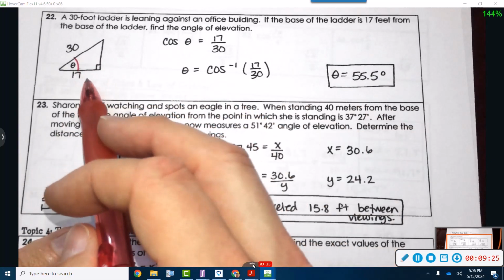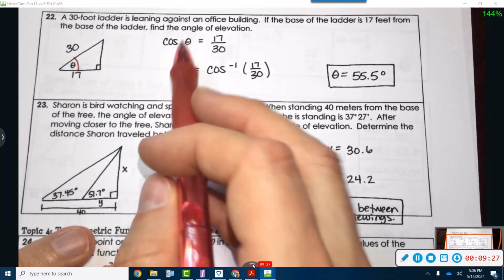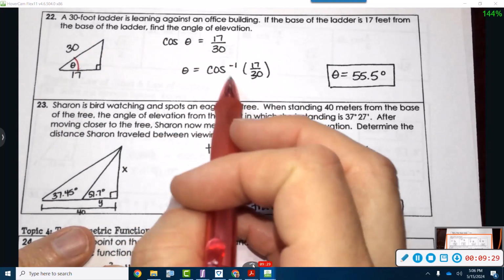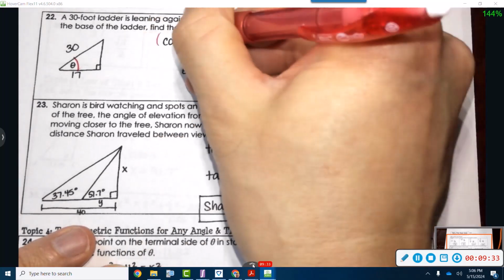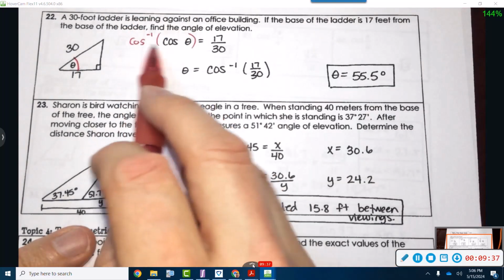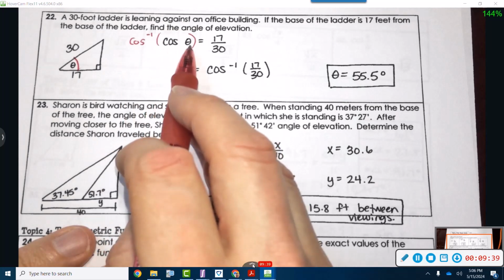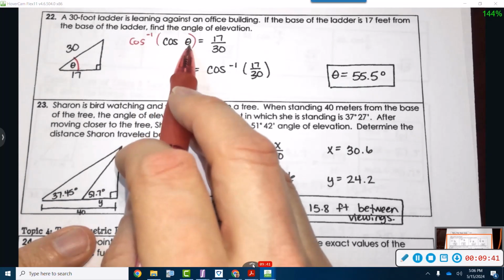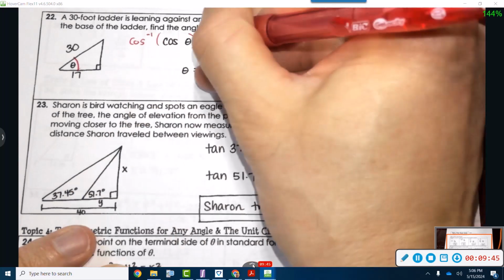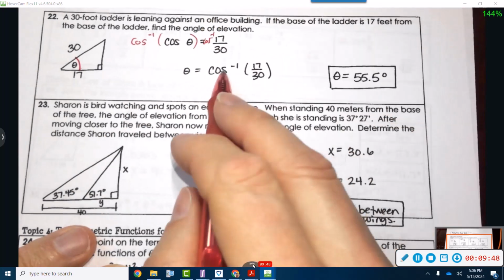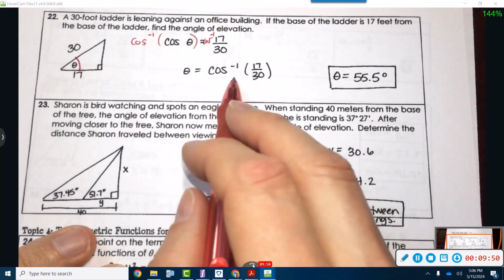And this looks like an A over H, so they use cosine. Do the cosine inverse to get the theta, okay? This is kind of what you're doing here to undo it. Remember, the very last thing we learned last Friday was that you get theta if you do this. Just make sure you do it to the other side as well, and that's what we see right here. So that's a calculator thing.